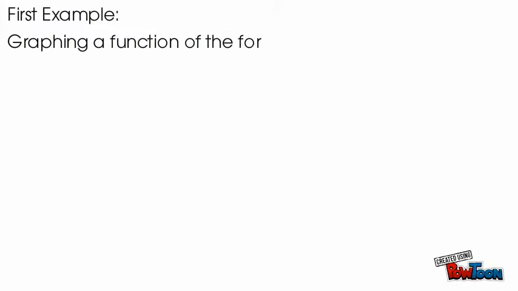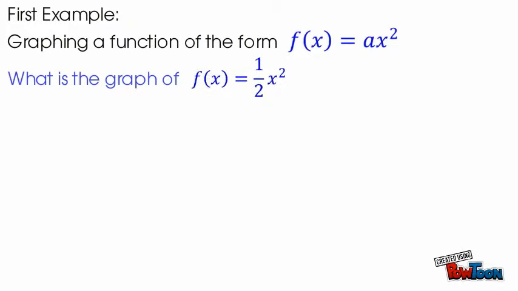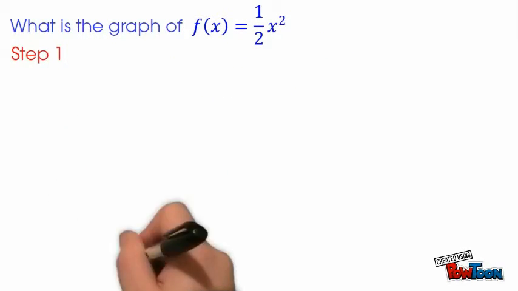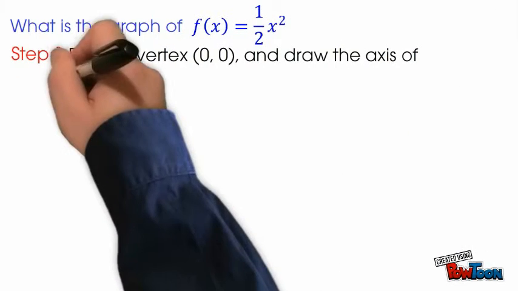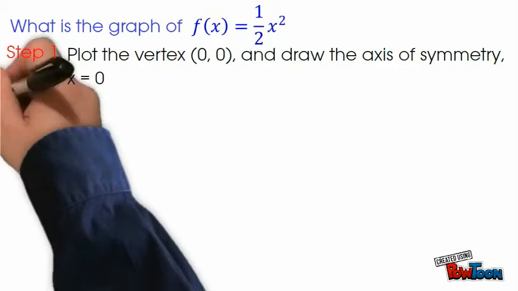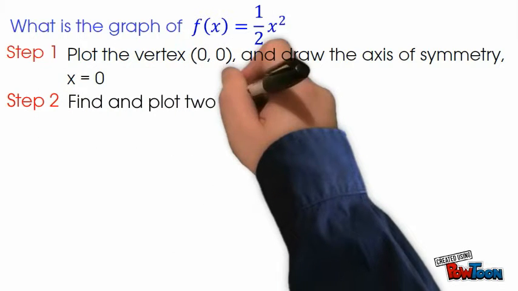To graph a function that has a coefficient, like y equals ax squared using 1/2 for a, first off you want to graph a dot where the vertex is. If you plug in 0 for x, you would get 0 for y, so 0, 0. Then draw a vertical line through that vertex. That's your axis of symmetry.